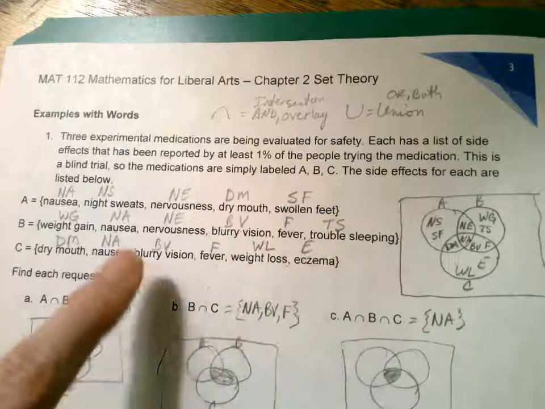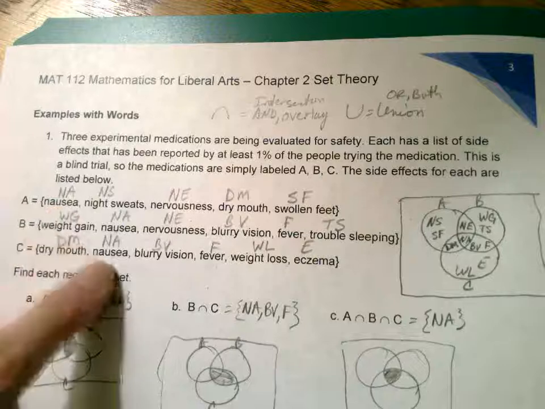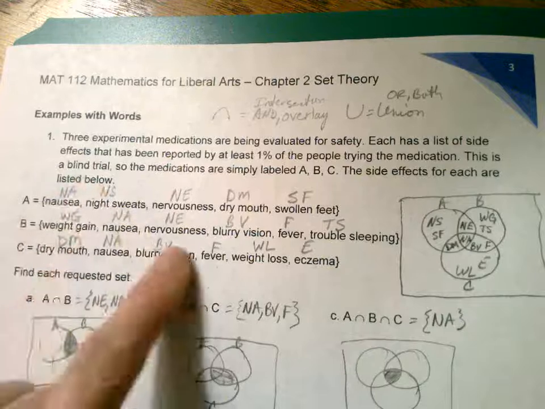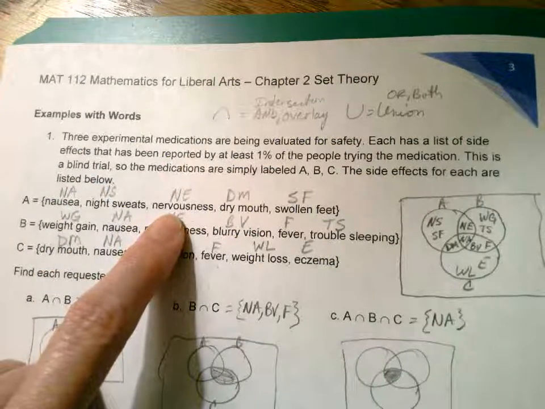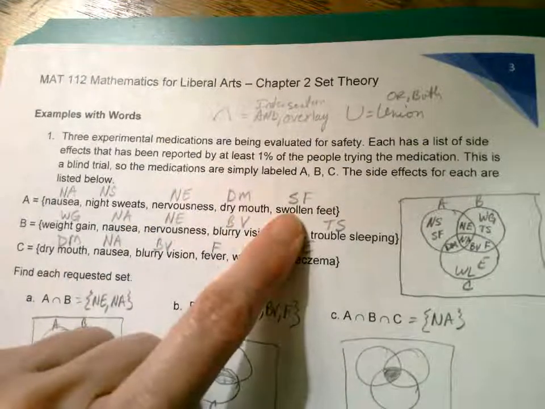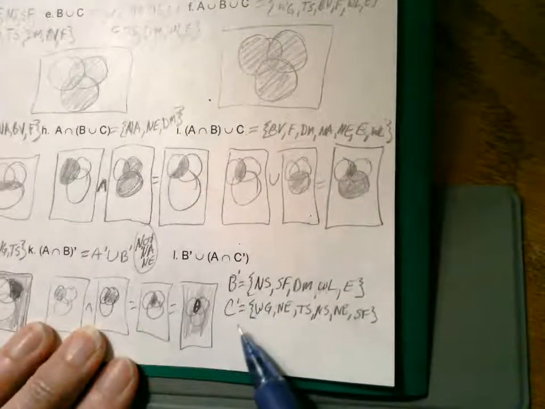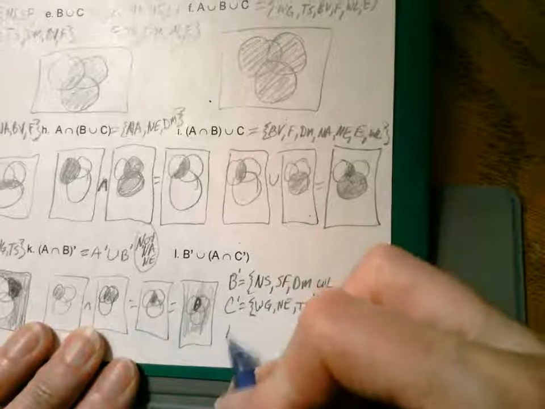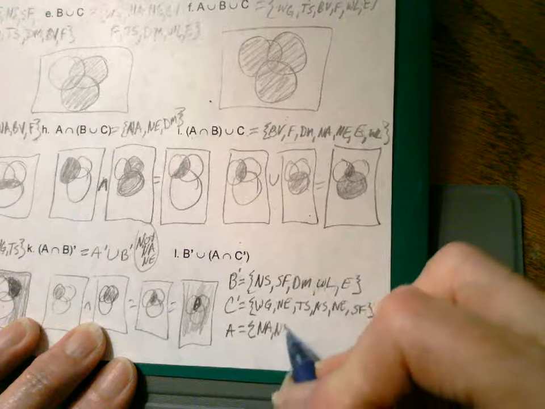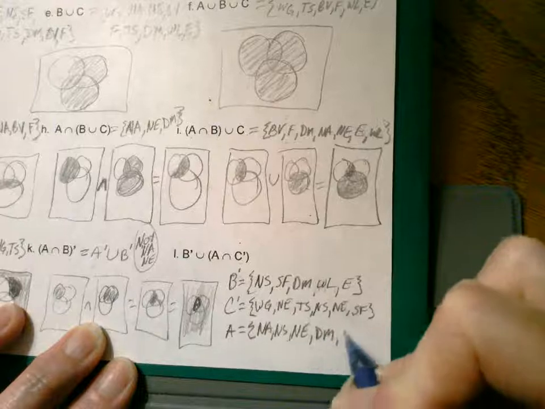All right, also in not C is A. Not the nausea, but the night sweats, nervousness. Dry mouth is here, swollen feet. All right, now I got my two lists. And then I need A. Goodness. Everything in A is nausea, night sweats, nervousness, dry mouth, and swollen feet.